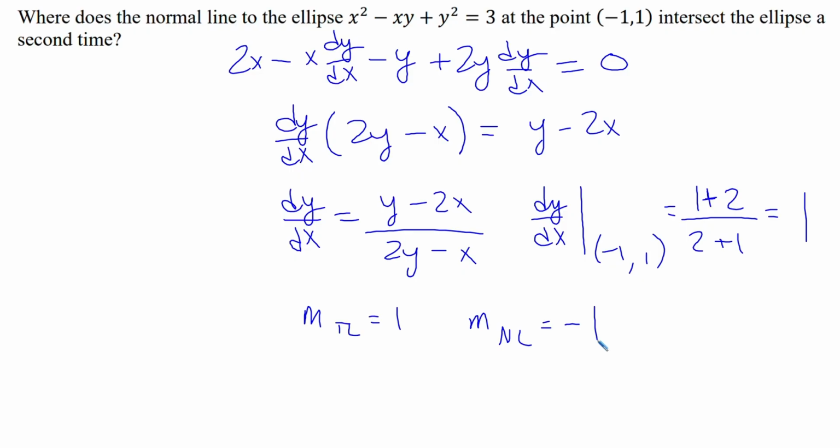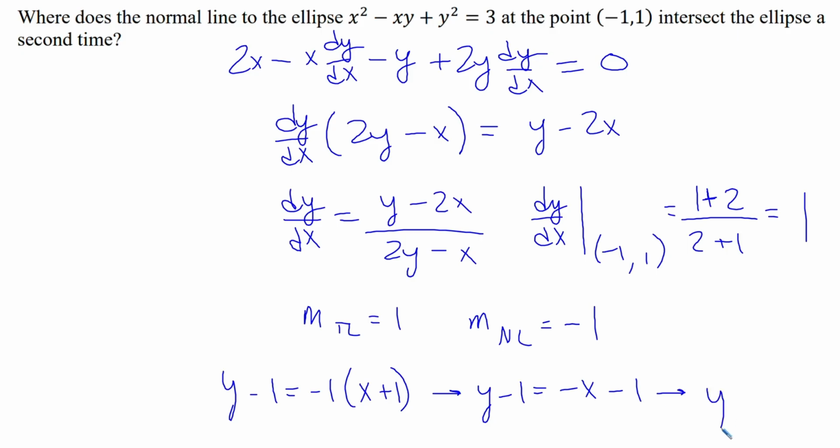And so if we were to write this in linear equation form, we do y minus 1 equals negative 1 times x minus negative 1, or x plus 1. And if you distribute that out, you'll see that you get y minus 1 equals negative x minus 1, or just y equals negative x. So the equation of the normal line to that ellipse is y equals negative x.